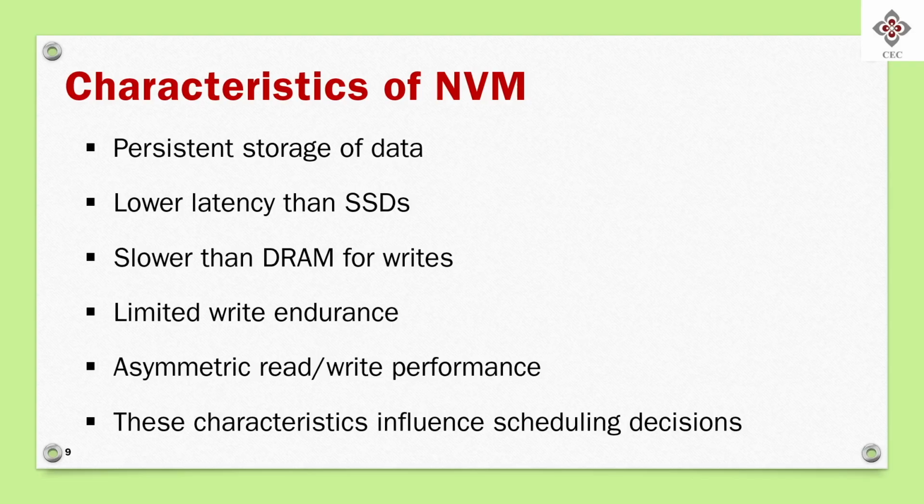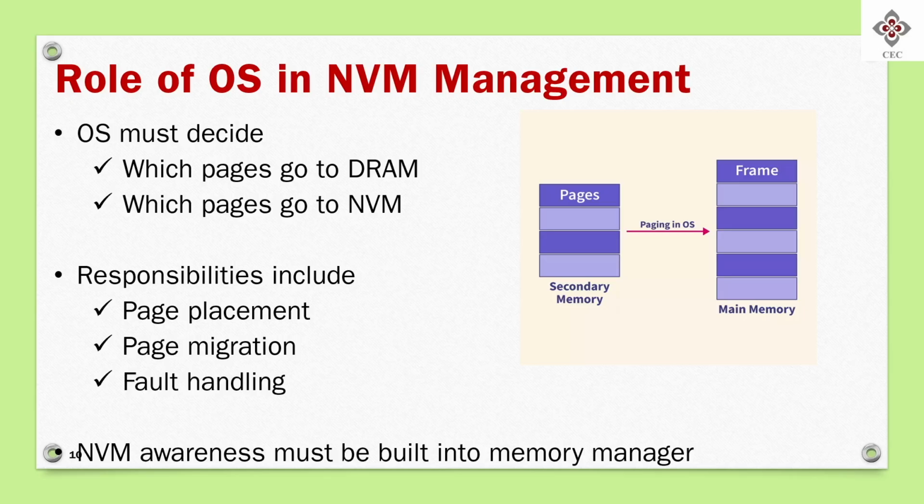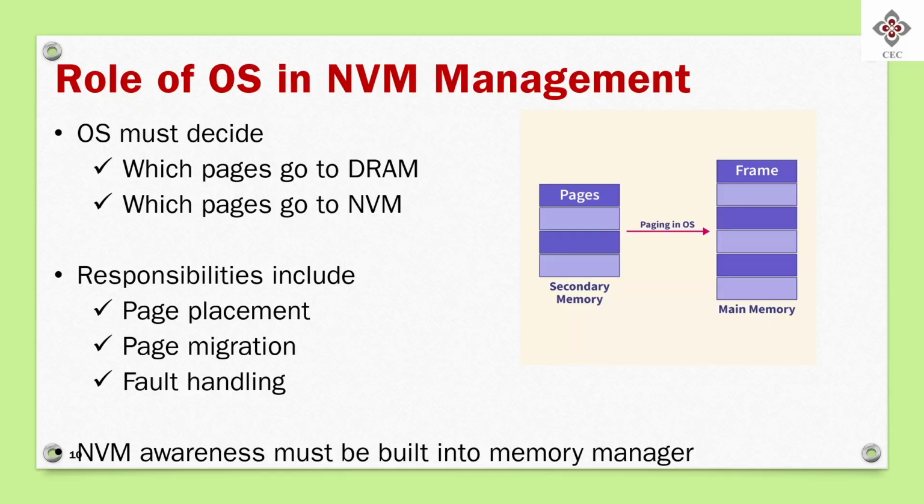These characteristics influence scheduling decisions. All these will have influence on how we can schedule tasks for non-volatile memory. What is the role of an operating system in managing non-volatile memory? The OS must decide which pages should go to the dynamic RAM and which pages should go to the non-volatile memory. DRAM has its own merit and NVM has its own merit, so we have to identify which page to allocate for DRAM and which page to allocate for NVM.